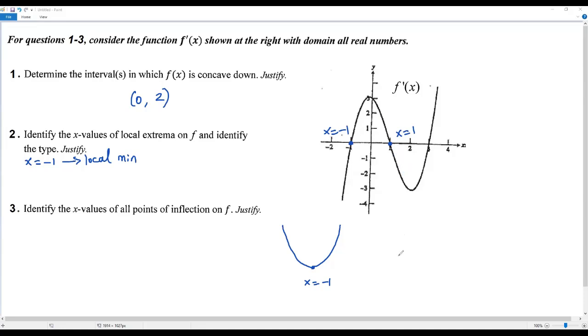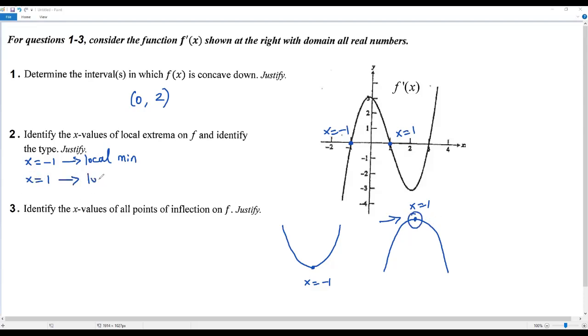Let me sketch the graph over here. Okay, this is the point x equals 1. On the left side of x equals 1, the graph of f prime of x is above the x-axis, so the slope is positive. Slope is positive means it has to be rising. And on the right side of x equals 1, we have the graph of f prime of x below the x-axis, so f prime of x is negative. Since the slope is negative, this curve has to be falling. So clearly this is a maximum point at x equals 1. We have a local maximum.